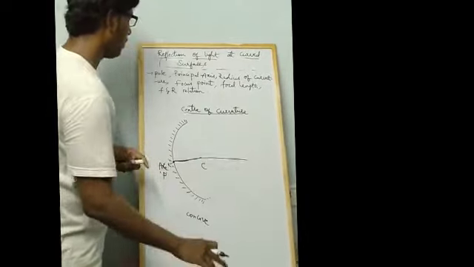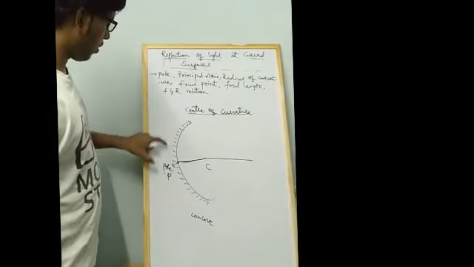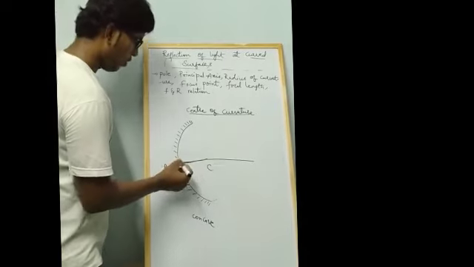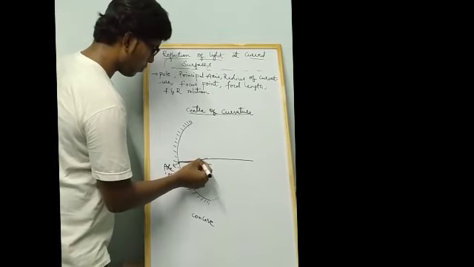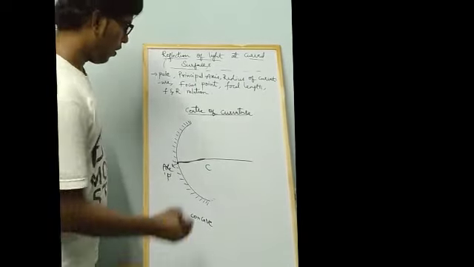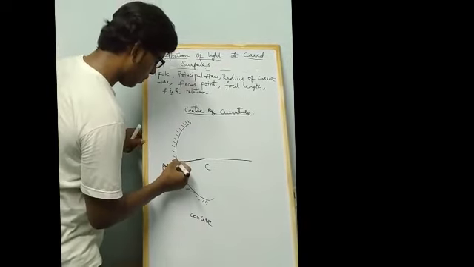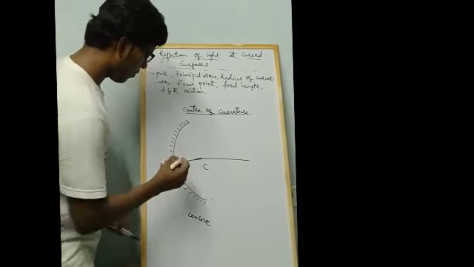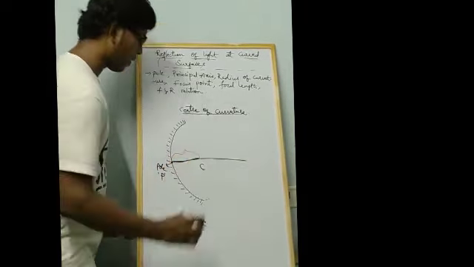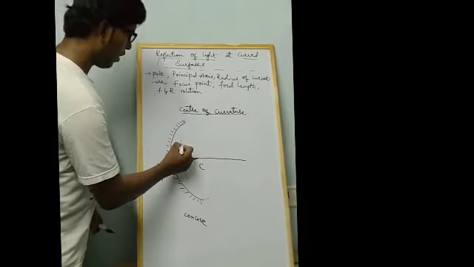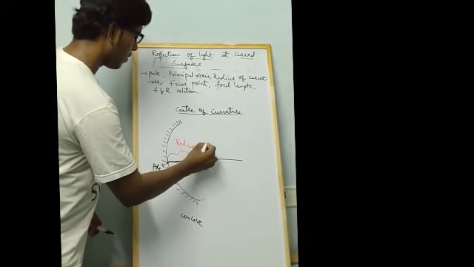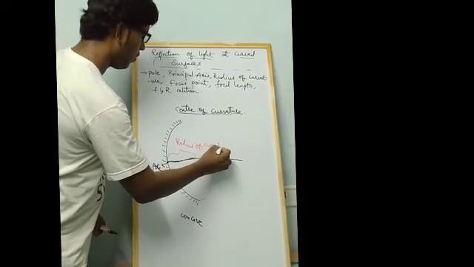Let us observe here. We have seen what the pole is and what the center of curvature is. Now, coming to the principal axis: a line which joins the pole and the center of curvature is called the principal axis. If you observe, the distance between the pole and the center of curvature is called the radius of curvature.